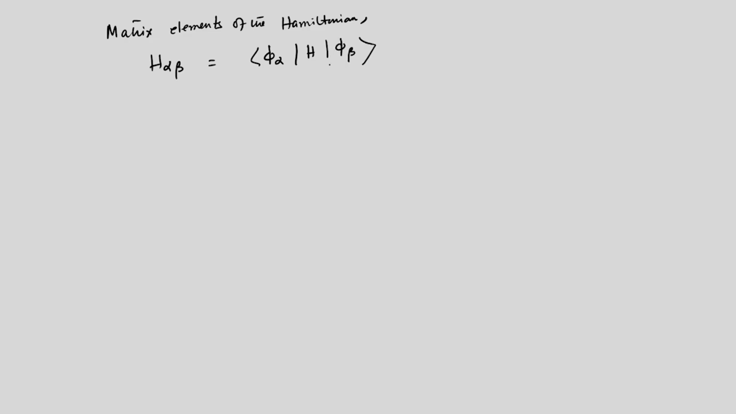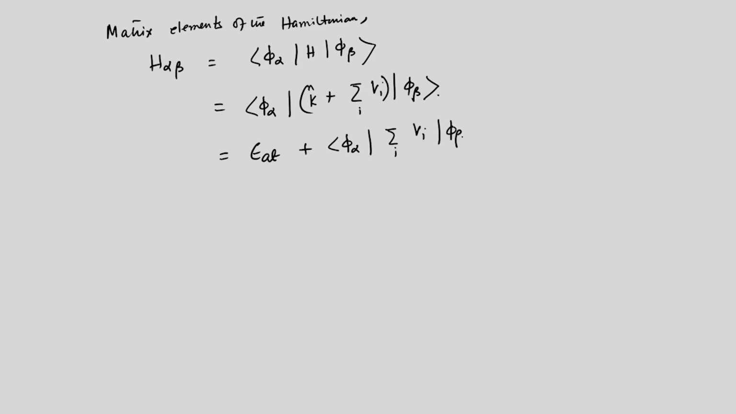phi alpha H phi beta, we have already written H, and this is equal to phi alpha, kinetic energy plus Vi, phi beta. Okay. And the kinetic energy is a one body term which we have discussed. So, this can be written as the atomic energies. So, let us write it as epsilon AT for the atomic energies, and what is important is this term to calculate, which is phi alpha sum over I Vi phi beta. Okay. This is basic quantum mechanics.